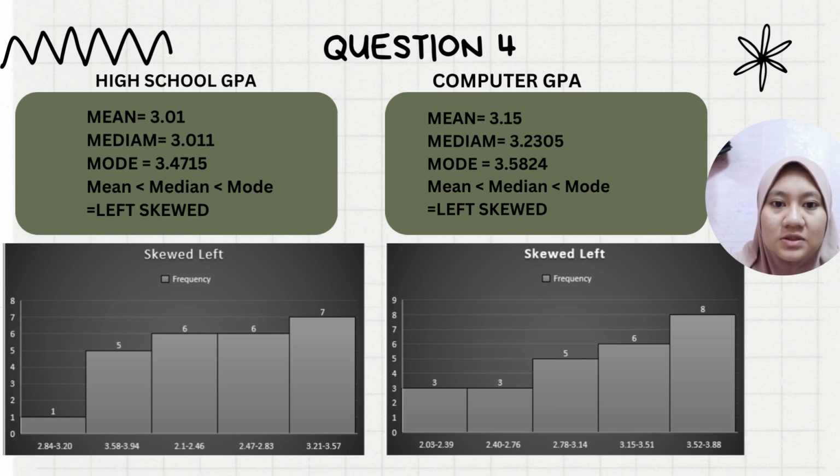For high school GPA, the mean is 3.01, median is 3.011, and the mode is 3.4715. So the graph is left skew. For the computer GPA, mean is 3.15, median is 3.2305, and mode is 3.5824. The graph is left skew.